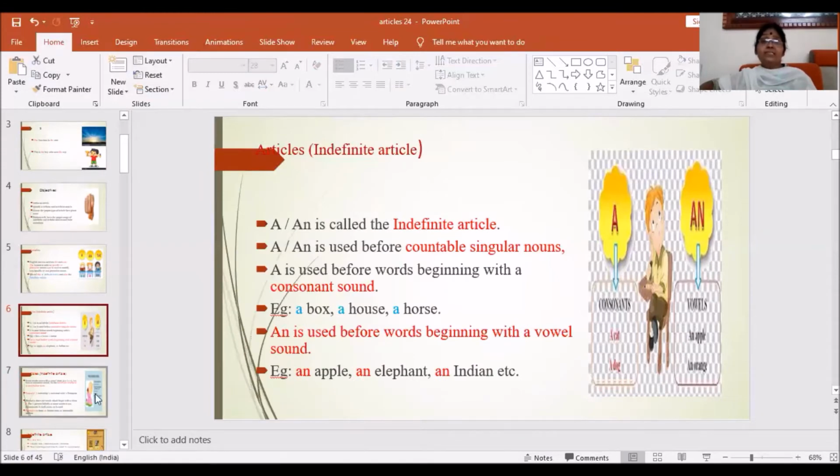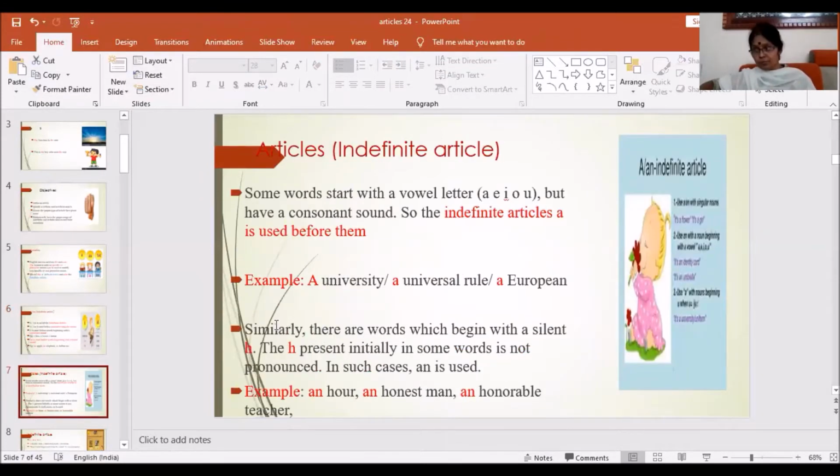Now, though we have given the rules, there are always exceptions to the rules. Some words start with a vowel letter but have a consonant sound. So the indefinite article a is used before them. Remember, this definition should be very clearly understood, that an is used before words that begin with vowels and give vowel sound. Giving vowel sound is very, very important, right? Say a university, a universal rule, a European, right?